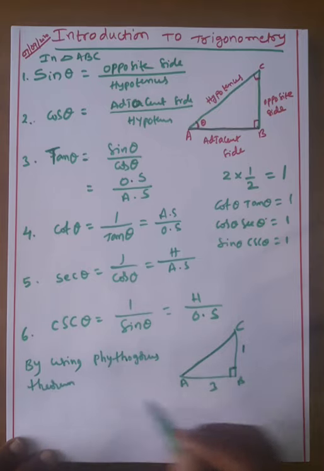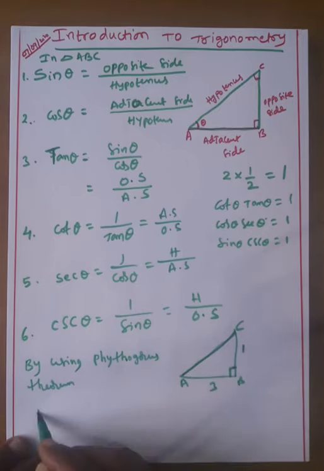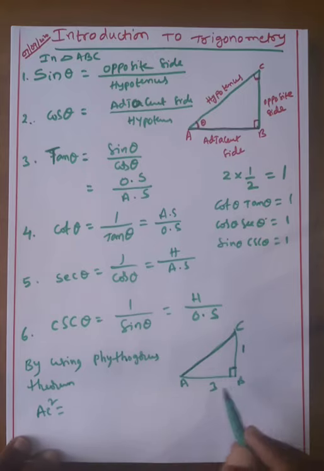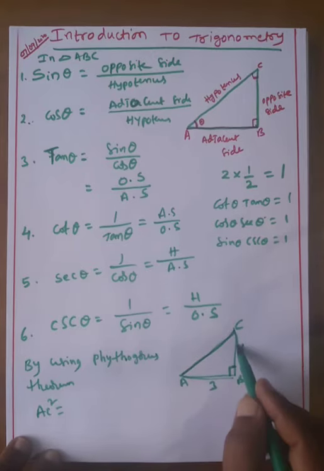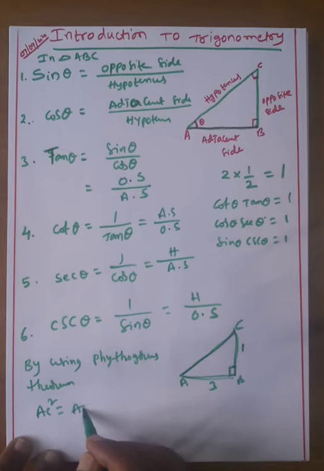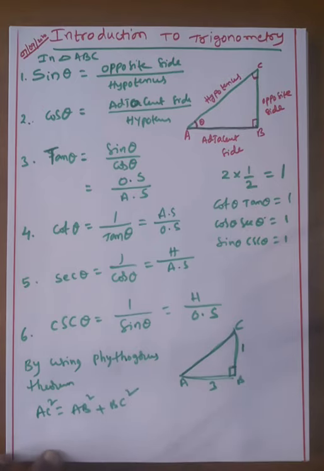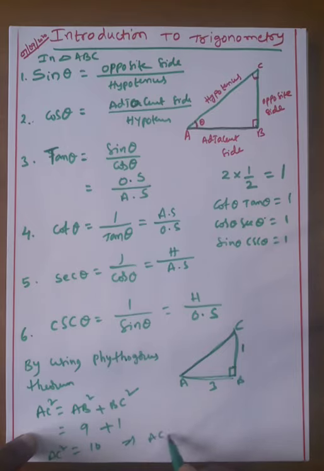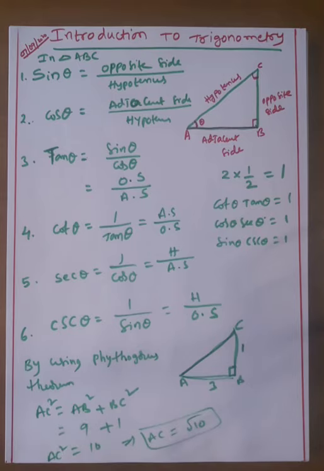What is the Pythagoras theorem? Hypotenuse square, that is AC square, is equal to the sum of the squares of the sides, AB square plus BC square. Okay, my dear students. Now 9 plus 1 equals 10. AC square is equal to 10. That implies AC is equal to root 10. You remember this formula? Hypotenuse square equals the sum of the squares of the two sides is called the Pythagoras theorem.